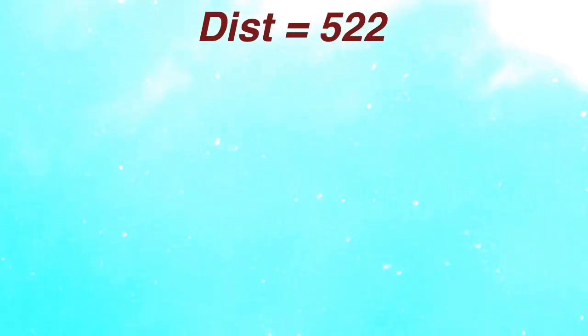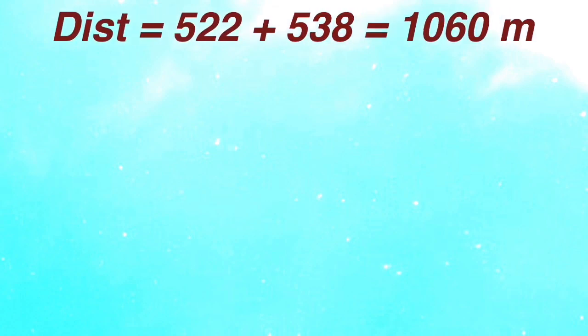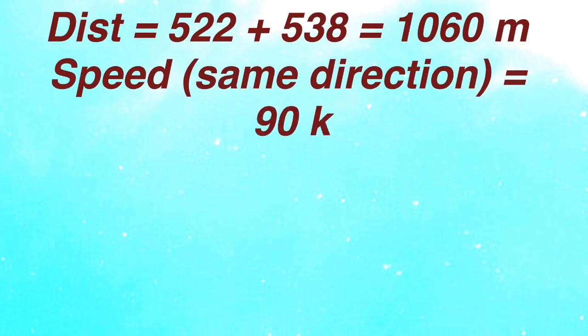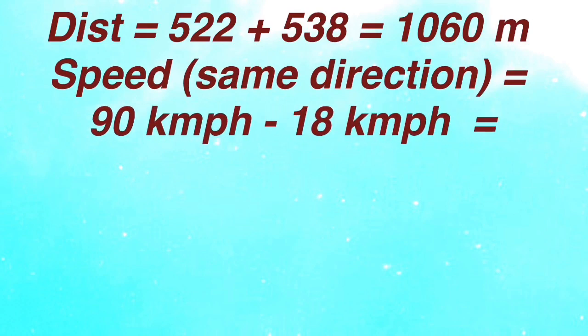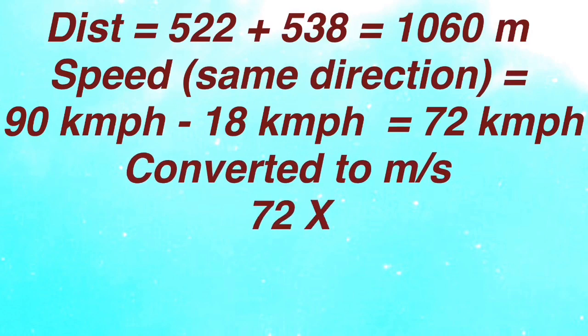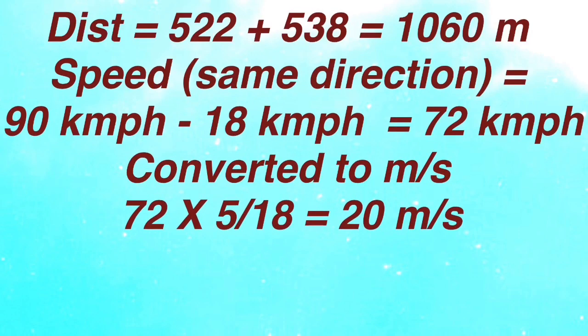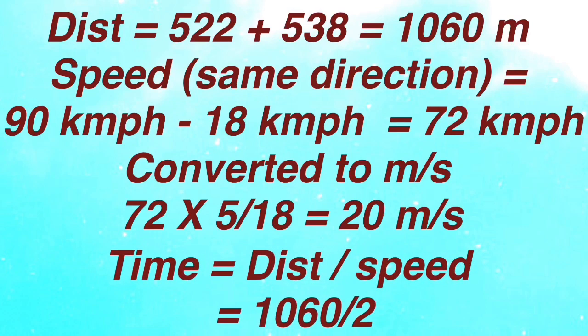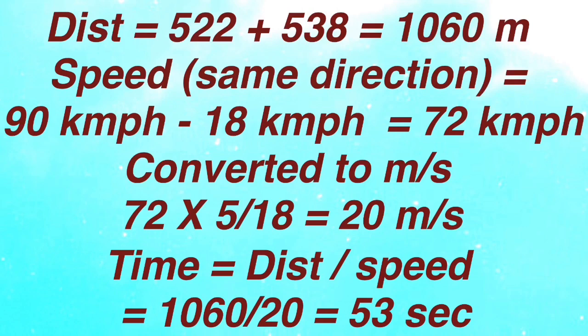Now, distance is 522 plus 538, which is 1060. Speed in the same direction: 90 minus 18 is 72 kilometers per hour, converted to meters per second. 72 into 5 by 18 is 20 meters per second. Time is distance by speed, 1060 by 20, which is 53 seconds.